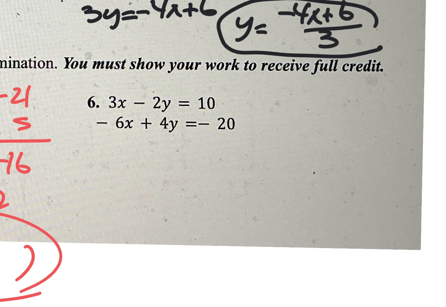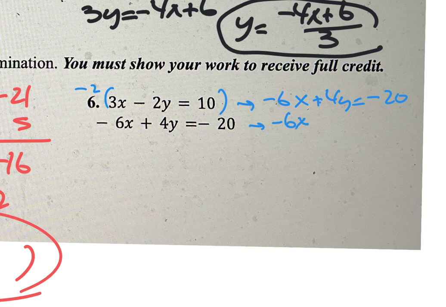Number 6, I'm going to do the same kind of steps here. I'm going to multiply the top one this time by negative 2 to try to make, to be honest, either one of them is going to go away. So if I multiply by negative 2, I'm trying to make my x's eliminate. So I'm going to do negative 6x plus 4y. Don't forget the other side, negative 20.